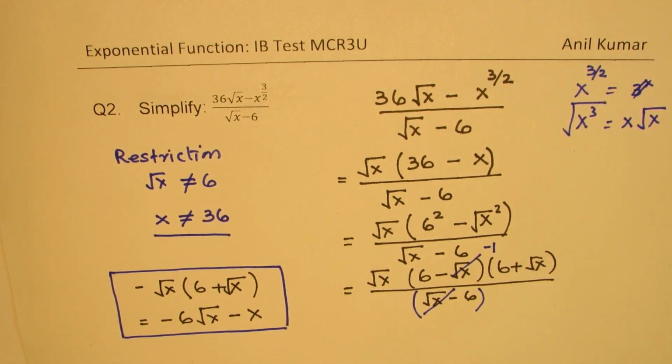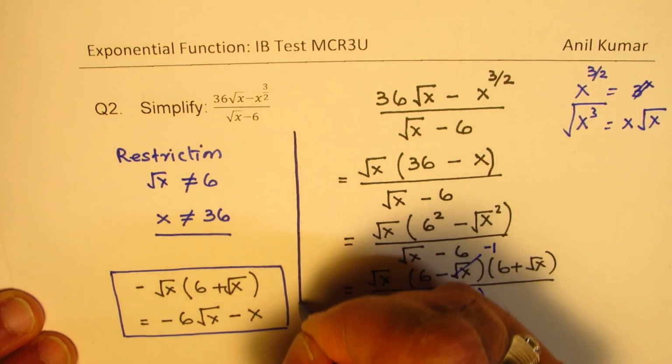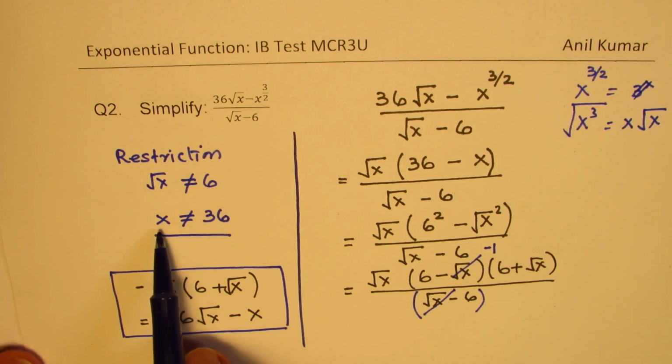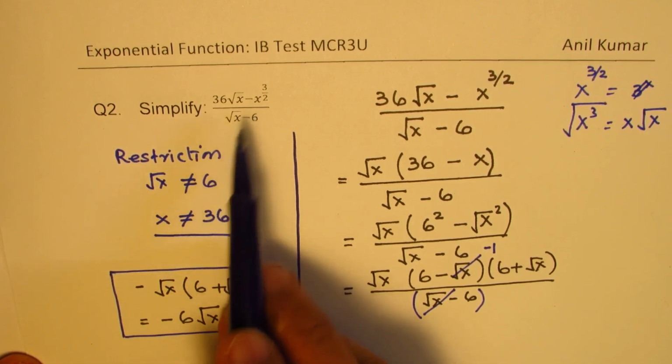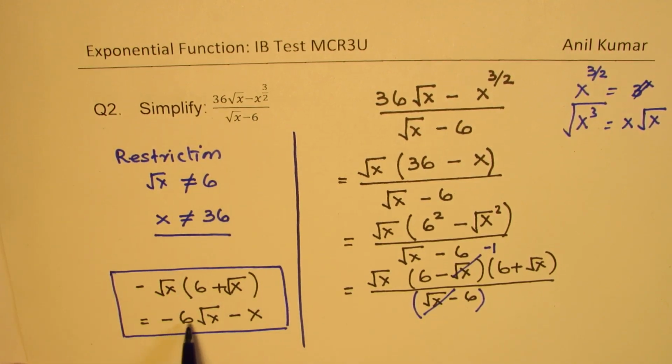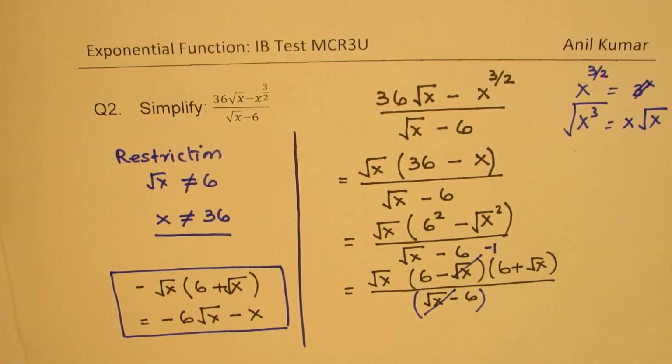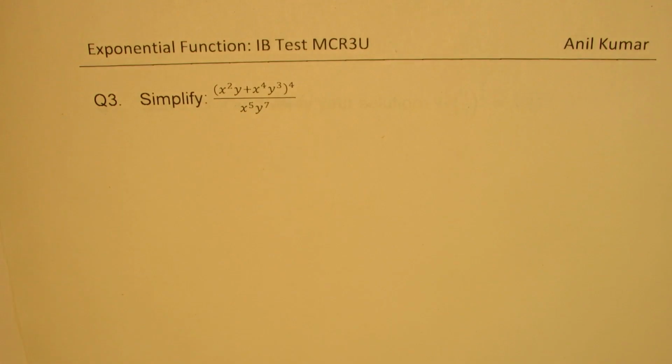So our final answer will be as shown on the left side, with the restriction that x is not equal to 36, the given expression is minus 6 square root x minus x. I hope that makes sense, right? Okay. Let's take the next question, which is question number 3.